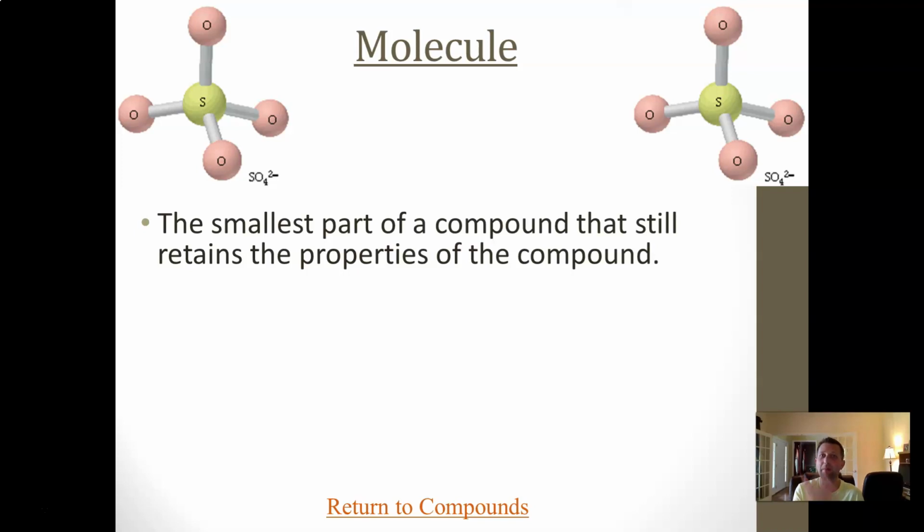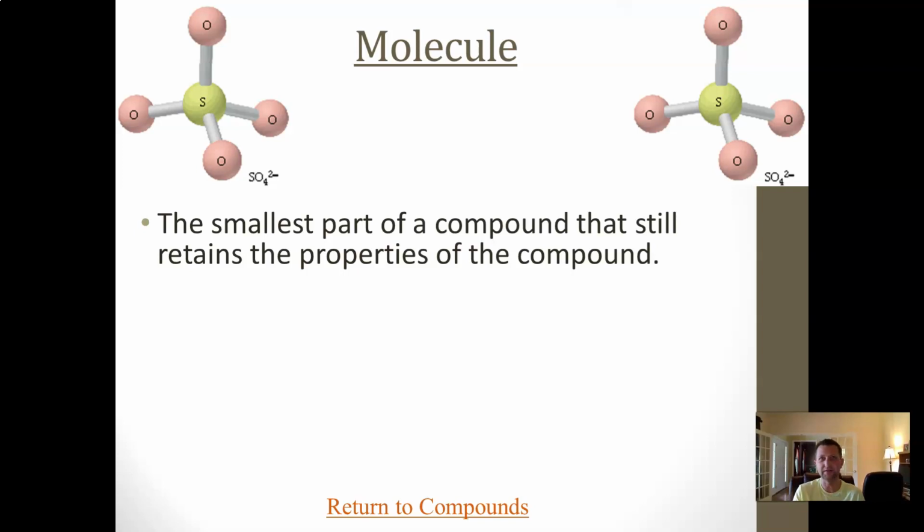You're left with 1 molecule of water. It's not an element because it's made up of multiple atoms, right? You have 1 molecule of H2O left. Okay? That 1 molecule of H2O has the same properties as the glass that you started with.